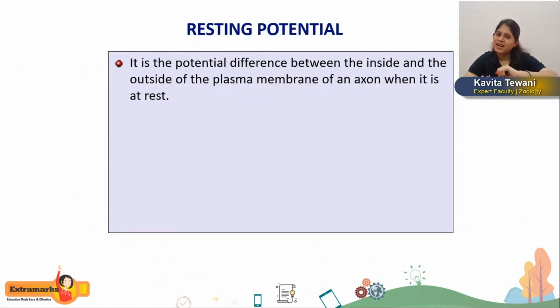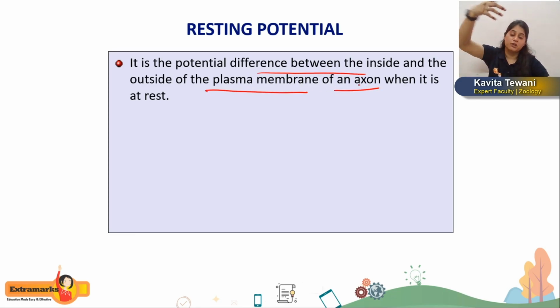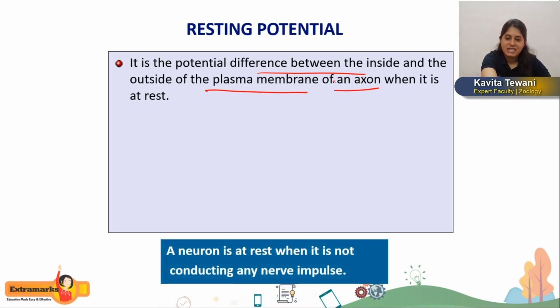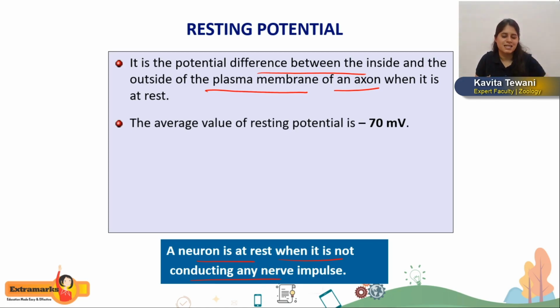Okay, let's move ahead. Resting potential. Whatever I have taught you, all the points are written properly here. It is the potential difference between inside and outside of the plasma membrane of the axon, nothing else, your axolemma only. A neuron is at rest when it is not conducting any nerve impulse. It is just preparing itself, and the average value is -70 millivolt.